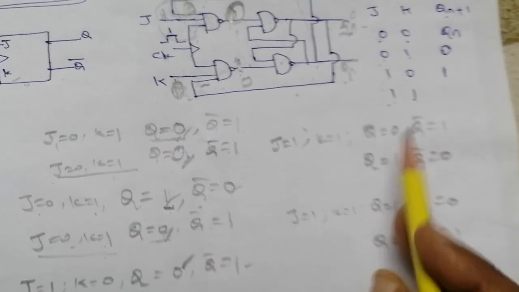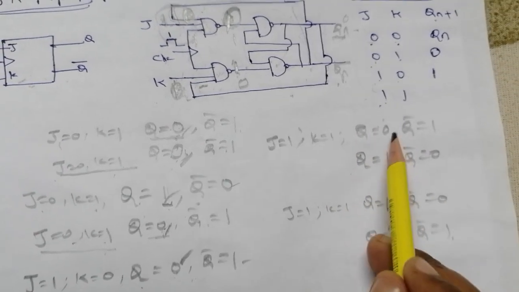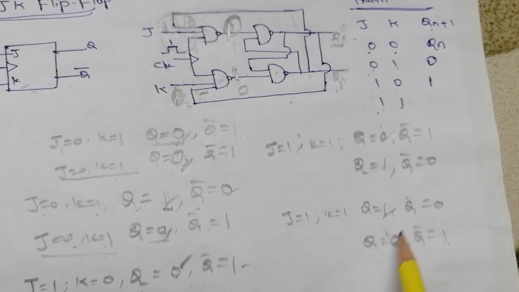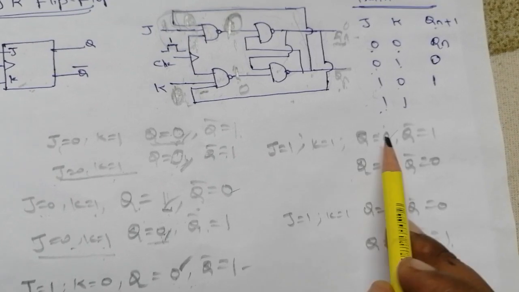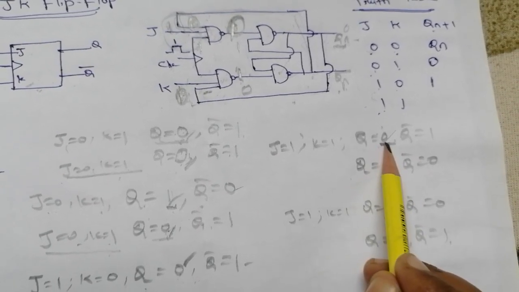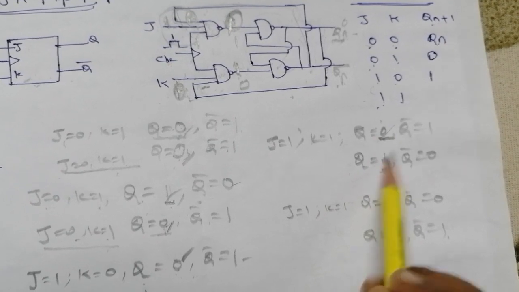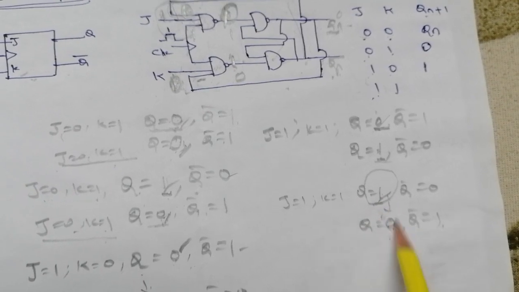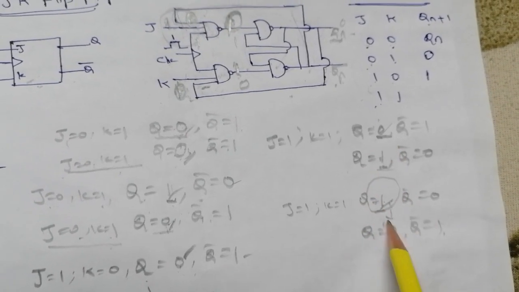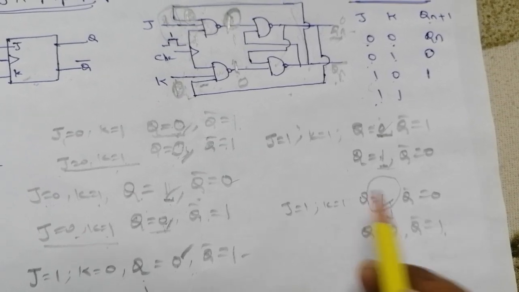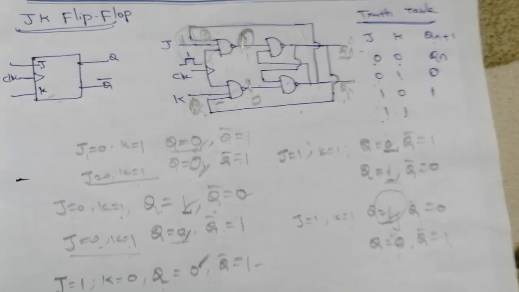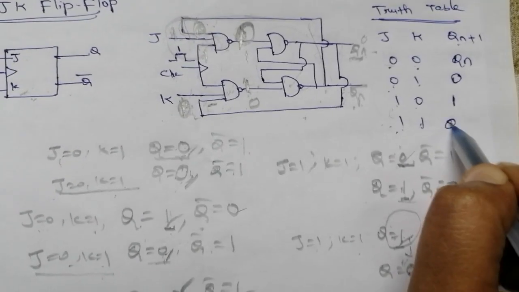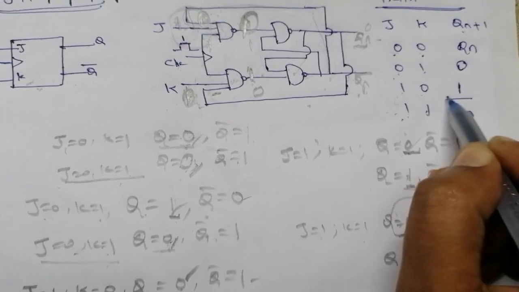So 0 means Q bar 1. In both cases, whether we consider that the past output is 0 or 1, our next output will be the complement of the past output. Look here: our past output is 0, then the present output is 1, just the complement. In that case also, our past output we consider as 1, so the next output is 0. So the complement of the past output for the given input of J is equal to 1, K equal to 1. So we can write in a truth table that the 1 1 input pair produces the output as the complement of the past output. So Qn is the past output, so Qn bar.